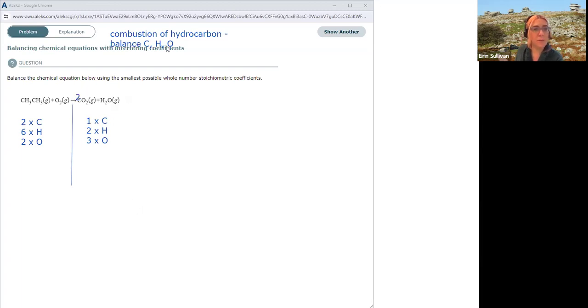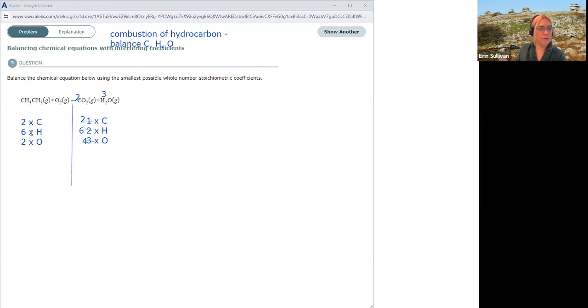So then update my accounting here. And I'm also going to have to update my oxygen, don't forget. So now I've got 2 carbons and I've got 2 times 2, which is 4 oxygen. Then I'm going to want to look at my hydrogen next. I've got 6 on the left-hand side, 2 on the right-hand side. So I can fix that by sticking a 3 in front of the H2O. So update my accounting. Now I've got 3 times H2, which is 6 hydrogens.